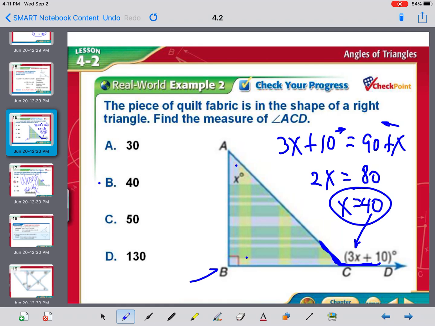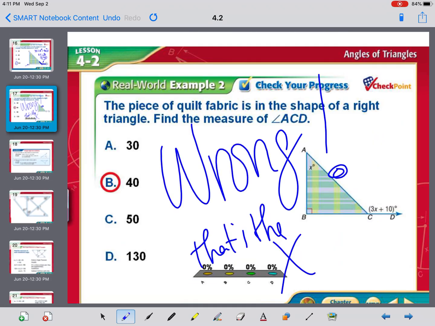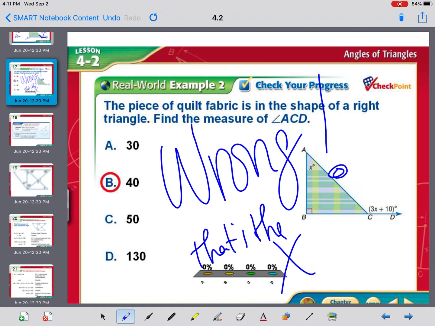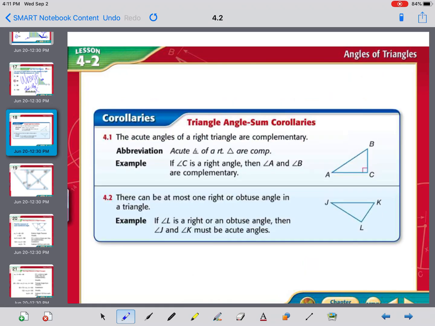Is that what they asked me to find? Because that's one of the answers. No. They asked me to find the measure of this angle. We said that from the beginning. So when I put 40 in there, I get 120 plus 10 is 130, making the answer D. And the funny thing is, the people who wrote this material fell for their own trick. Ha ha. All right, the triangle angle sum corollaries.